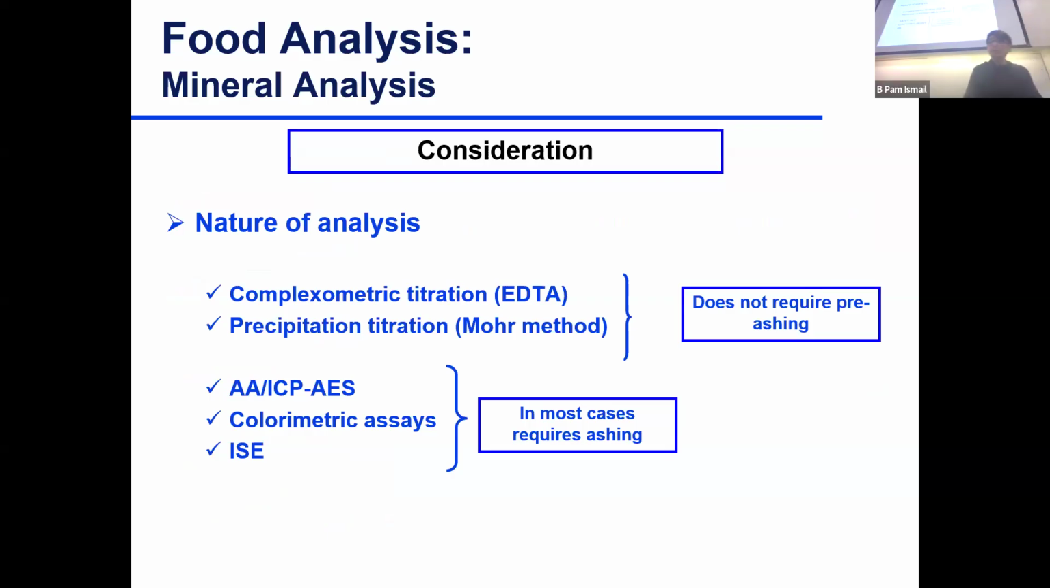So these are the different types of assays. In particular, titration does not necessarily require pre-ashing. However, if we want to determine by atomic absorption or ICP, we need obviously to ash the sample, which we did, for example, for the atomic absorption lab. If we want to do colorimetric assay, we need to get rid of the organic matter and interfering substances. So yes, we ash. And for ion selective electrode, we also most of the time require ashing.